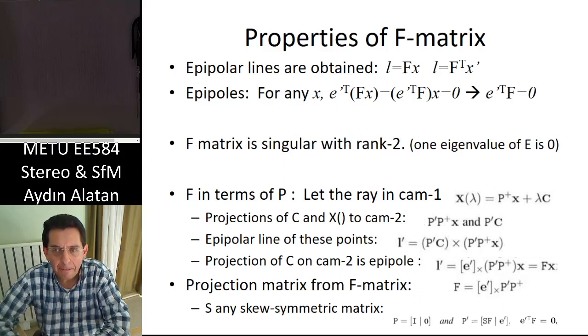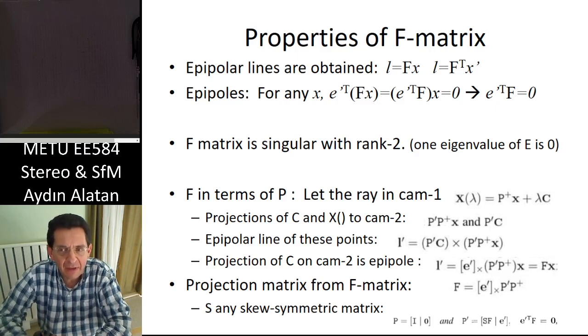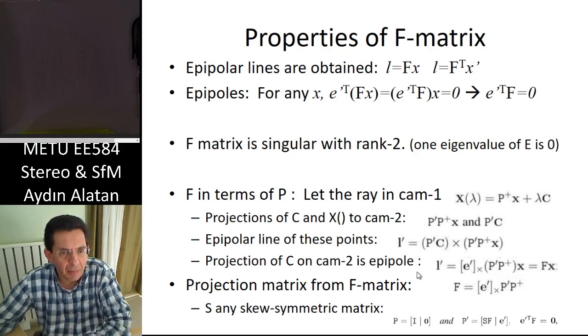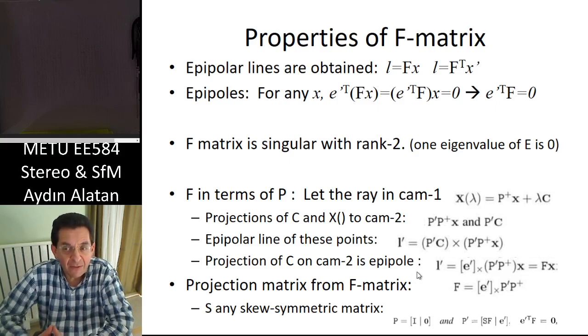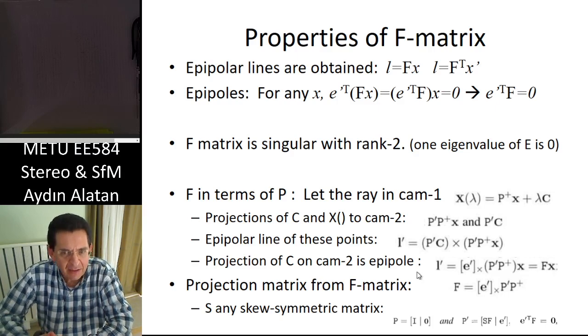Now let's continue from the point where we stopped. I finished the F matrix definitions and the properties, the mathematical model to analyze the epipolar geometry of a multi-view imaging system with interesting properties, and it is for completely uncalibrated cases where the calibration matrix is not known.